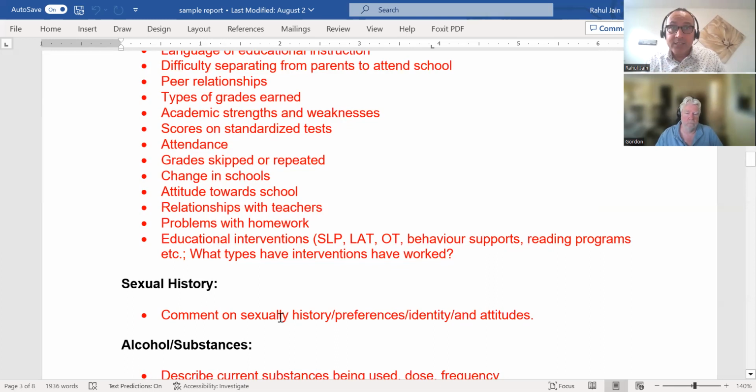So that might help you on sexual history. Are they sexually active or not as a child, or sorry, as a youth? If they have any preferences, identity. So that might help you if they said, yeah, I don't know, I struggle, I don't know if I'm a girl, if I'm a boy, right? So is it gender dysphoria, right?